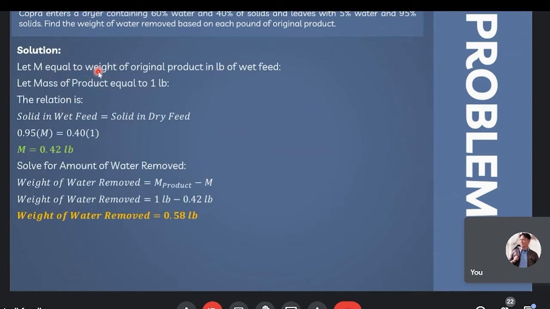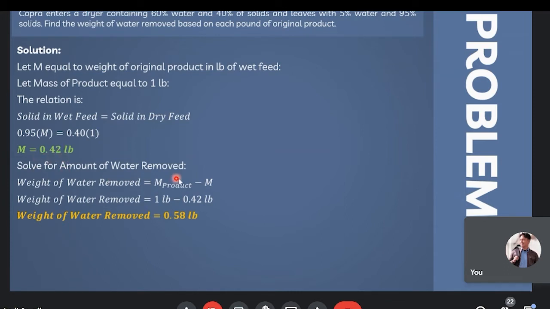So, let M equal to the weight of the original product in pounds of wet feed, and let the mass of product equal to 1 pound. So, the relation is the solid in wet feed is equal to the solid in dry feed. So, simple balance equation lang naman to. 0.95 daw yung mass ng solid ng wet feed natin, while sa solid dry feed natin is 0.40 for every 1 pound. So, kunin natin yung mass ng wet feed, which is equal to 0.42 pounds.